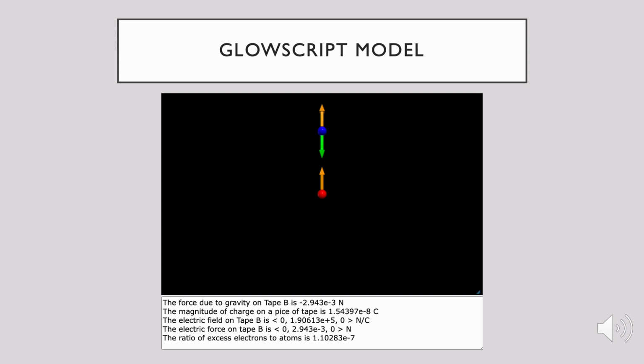The electric field on the tape B is shown there, and the electric force is also shown in vector format. And the ratio of excess electrons to atoms was 1.1 E negative 7, which is also almost exactly the same as what I got when I did the calculations by hand.